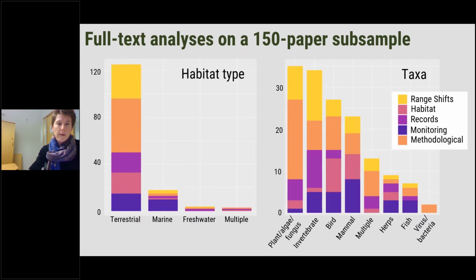So I'm going to spend a little bit of time going into some of what we've learned by looking at this 150 paper subsample. Here we're looking at the habitat type and the study species of each paper in the subsample. And for most of these stats, I'm going to have them broken down by those same topic areas just for that context. Obviously, the terrestrial studies are the best represented. Looking at the taxa, plants are the best represented, followed by invertebrates, birds, and then mammals.